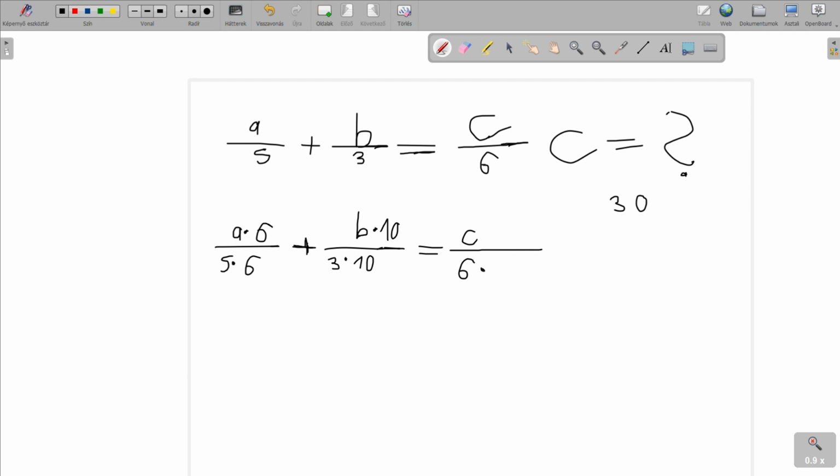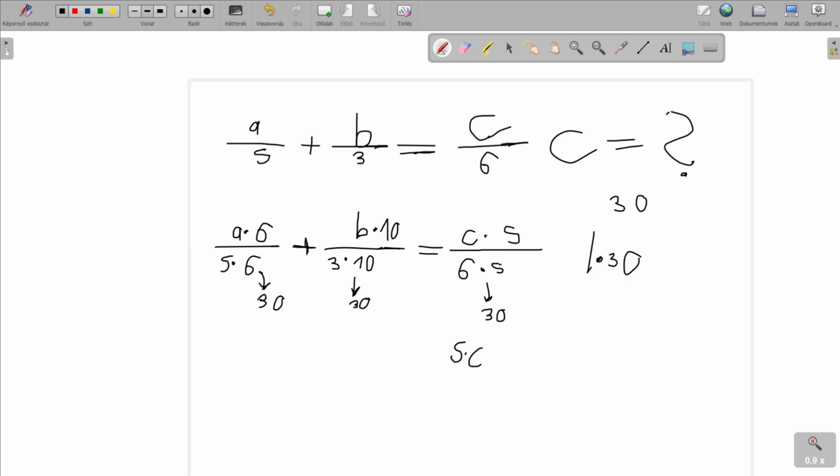Now 30 divided by 6, that's 5, and we multiply c by 5 as well. So now all of these numbers have 30 in their denominator. So that's 30, that's 30, that's 30, because we expanded them. And now we can just multiply both sides by 30.